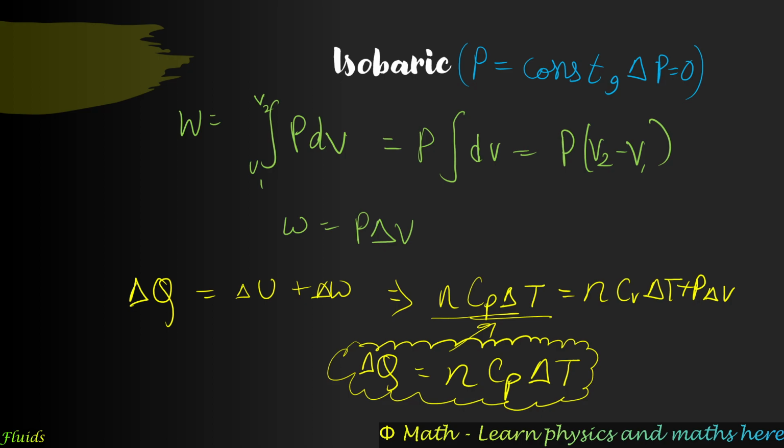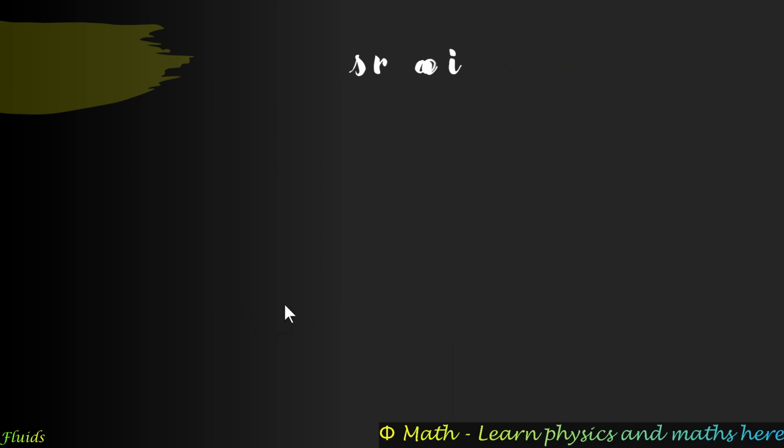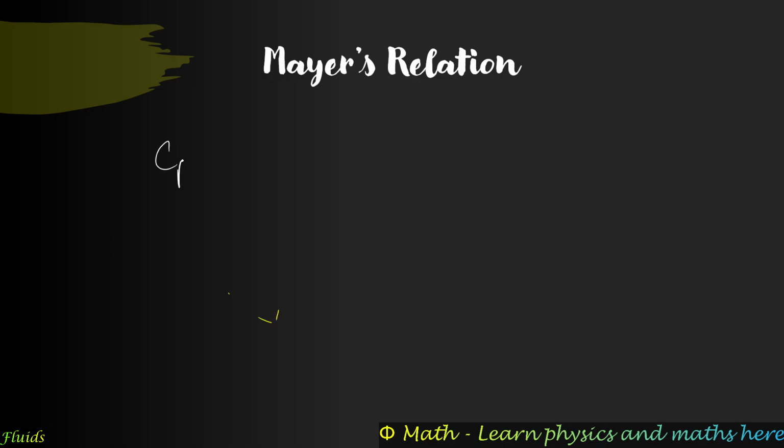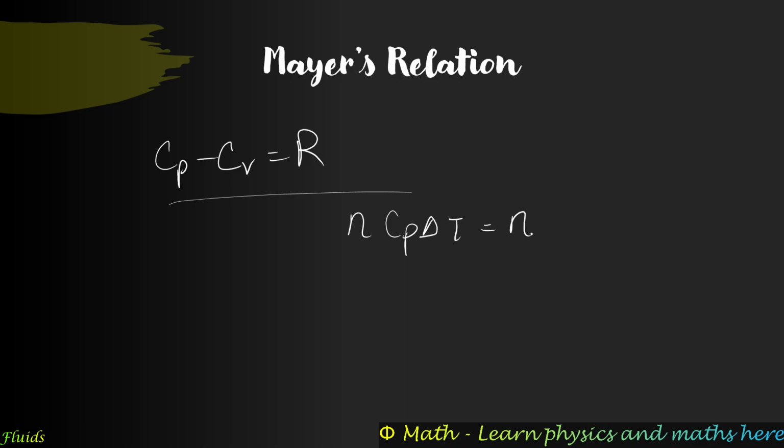After this, we have something called Mayer's relation, with a new constant named R, the gas constant. Not the pen company. It states that Cp minus Cv is equal to R. It is easier to derive using the isobaric process, so we are going to do that. For the isobaric process, we have just derived that nCp delta T is equal to nCv delta T plus P delta V.